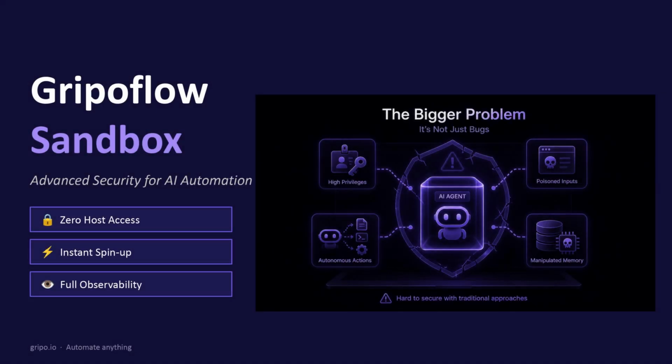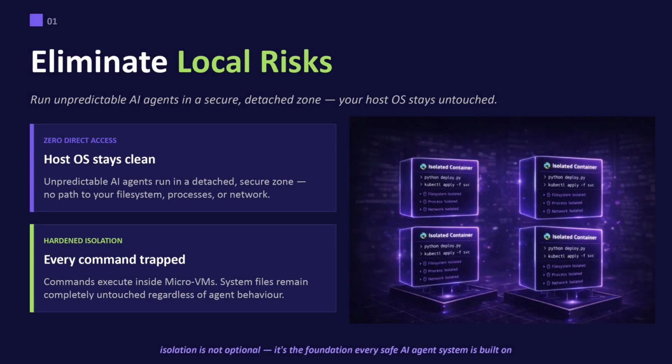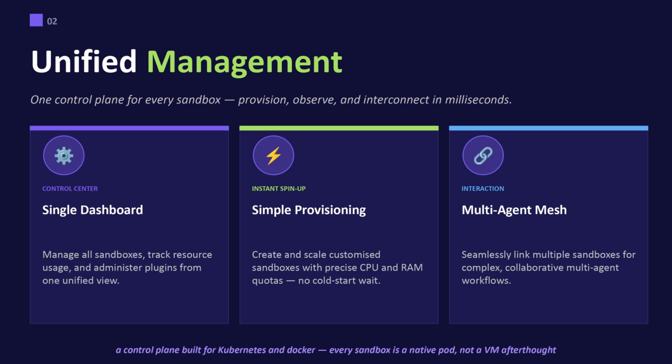AI agents can introduce security risks when they have direct access to your system. GripoFlow Sandbox solves this by providing a secure, isolated environment to run AI agents safely. Manage all your sandboxes from one dashboard. Create, monitor, and connect multiple sandboxes with ease. Every workflow step runs in its own isolated sandbox, making execution secure and reliable.